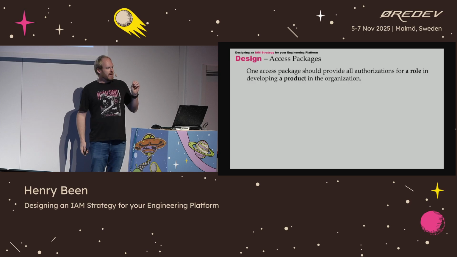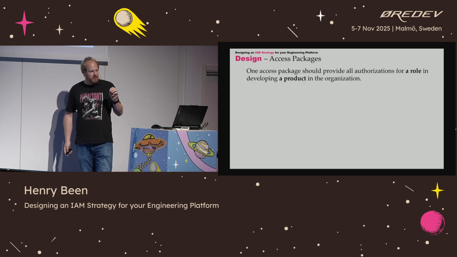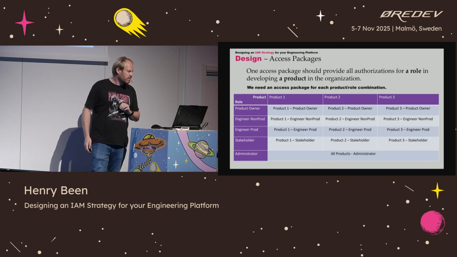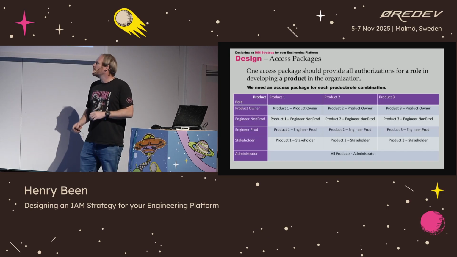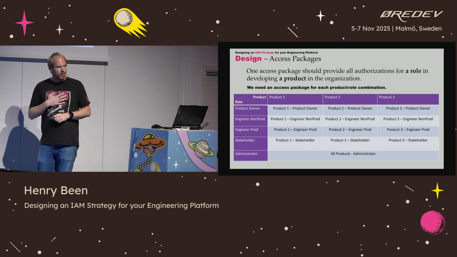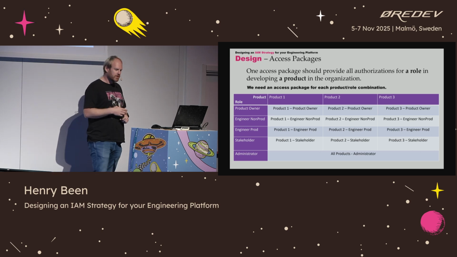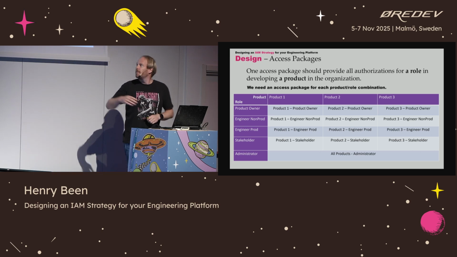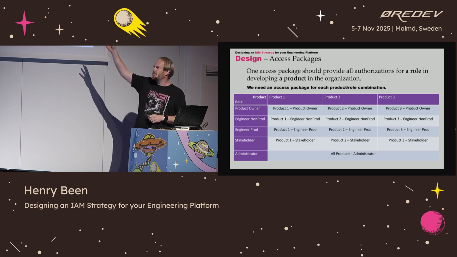Now, what if we create an access package for every combination of a product and a role? Something like this. Maybe for product 1, I'm an engineer. For product 2, I'm the product owner, and I really need stuff from product 3, so there I become a stakeholder. And then we can start defining what those authorizations mean.